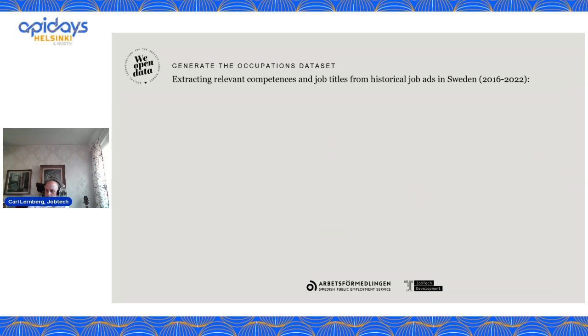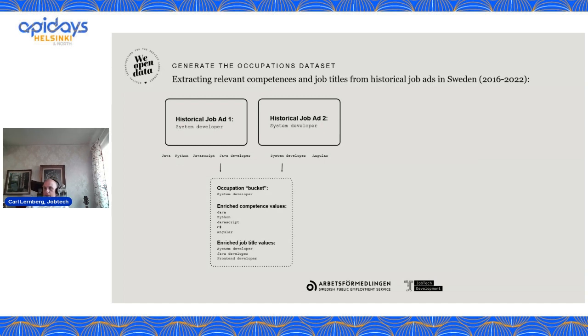One important part is how to generate the occupation data set. What we do is we extract relevant competences and job titles from historical job ads in Sweden, from our historical job ads data sets, and we focus on the interval 2016 to 2022, because we don't want too old job ads. We think that's a good trade-off. And this is an example.